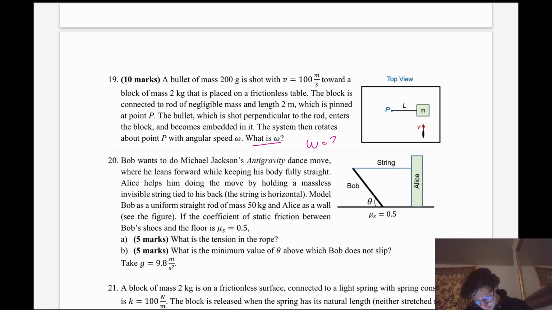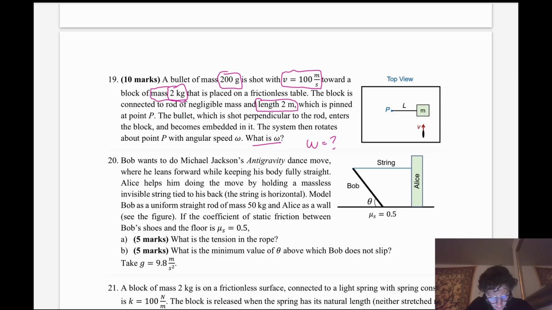So omega, what does this equal? We are given a V over here. We're given this 200. We're given this thing of length L, this thing mass. So what's going on here? A bullet of mass 200 is shot with 100 meters per second toward a block of mass 2 kilograms that is placed on a frictionless table. The block is connected to a rod of negligible mass and length 2 meters, pinned at point P. The bullet, shot perpendicular to the rod, enters the block and becomes embedded in it.